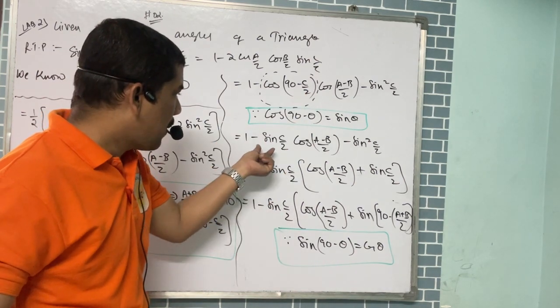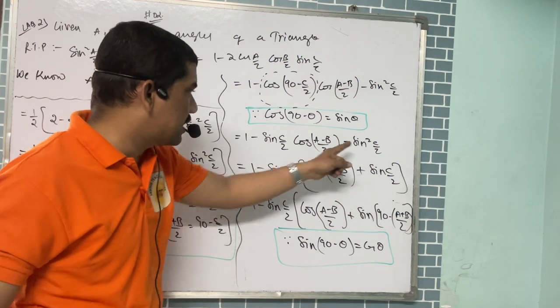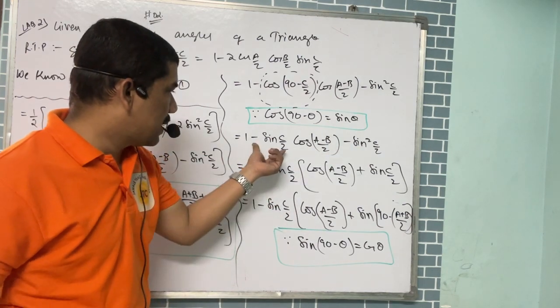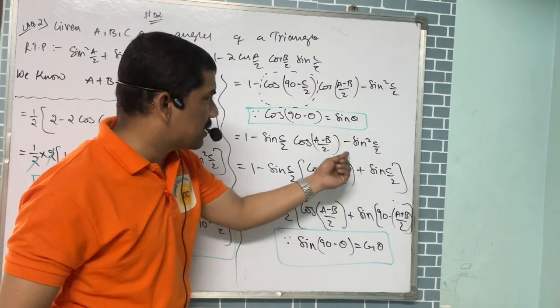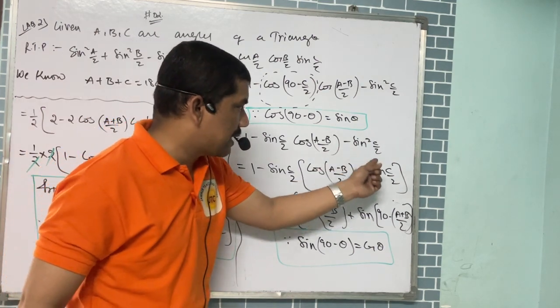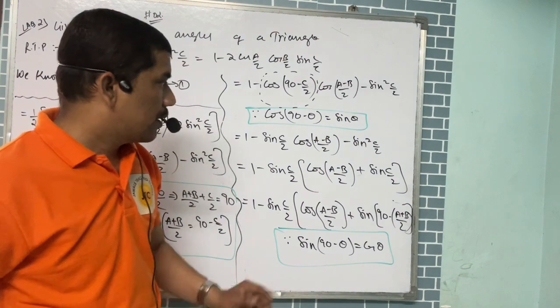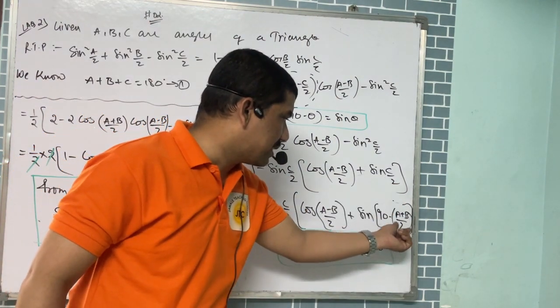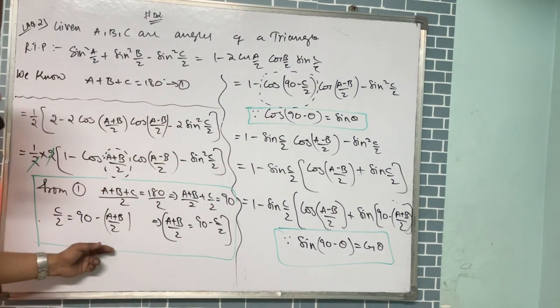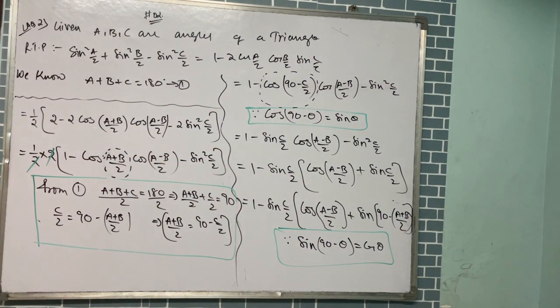Next step what I am doing, minus I am taking common, sin c by 2 I am taking common. So minus sin c by 2 came out, cos a minus b by 2 remains, minus will become plus, sin c by 2 will remain. Now next what I am doing, c by 2 I am changing as 90 minus a plus b by 2 according to this formula. Right, observe it carefully, it's quite a lengthy problem.